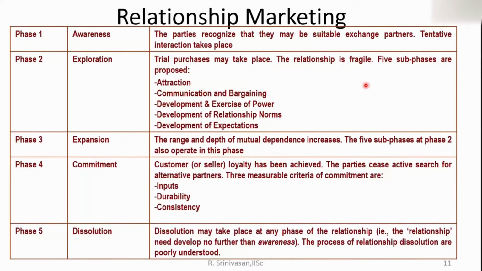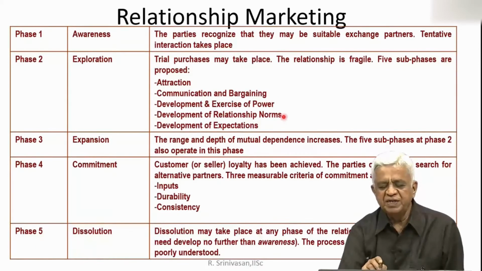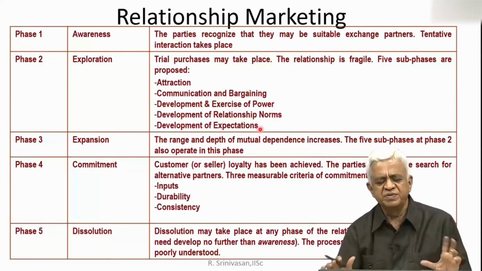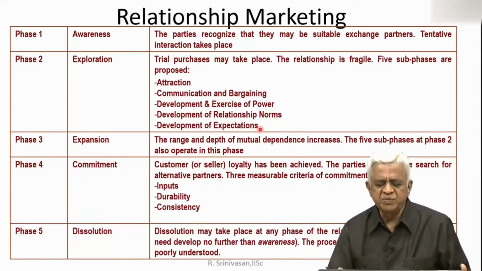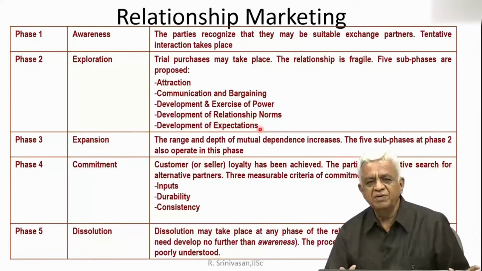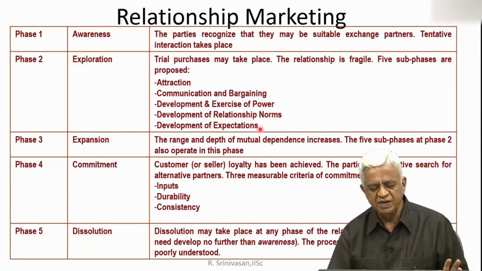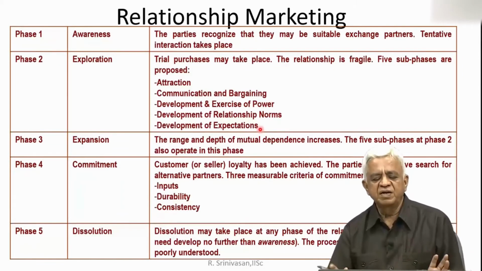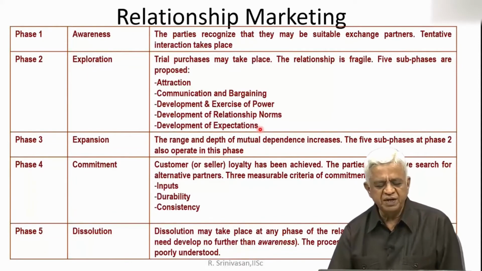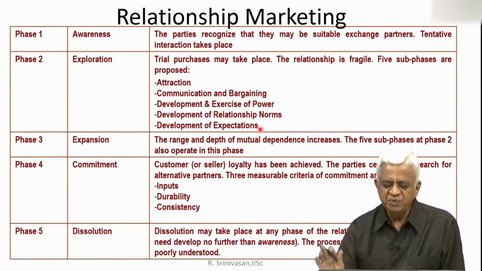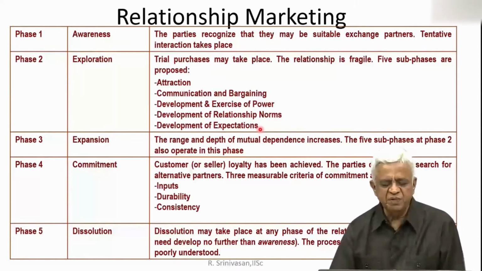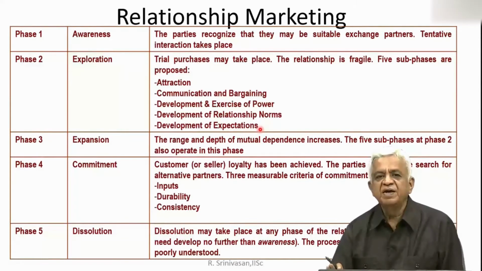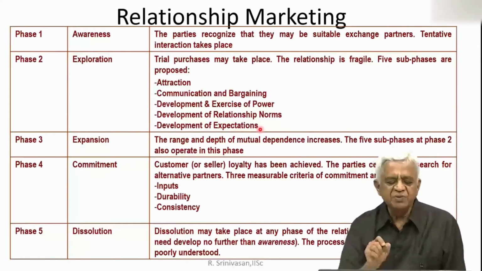Five sub-phases are proposed. One is attraction, communication and bargaining, development and exercise of power, development of relationship norms and development of expectations. This is what happens when you are using a startup firm to come out with products, exploring different avenues for your marketing, and so many people come and start doing this relationship marketing and try to say that yes, all these products which are put out by you have the desired effect in the marketplace. They go through all these stages.